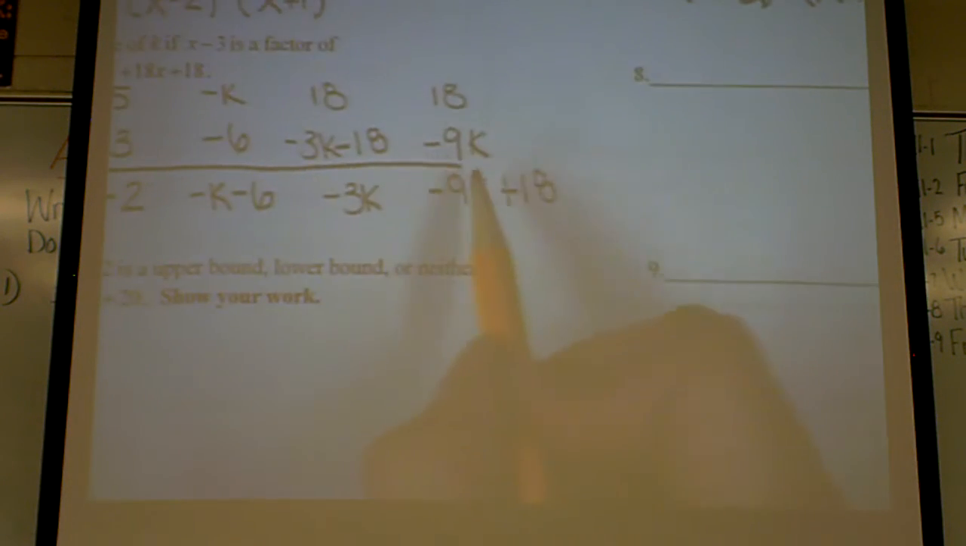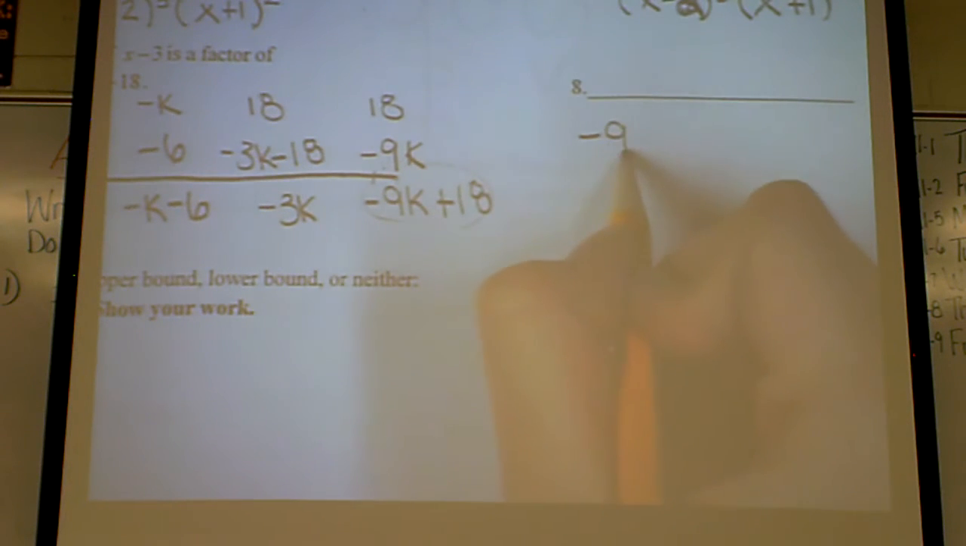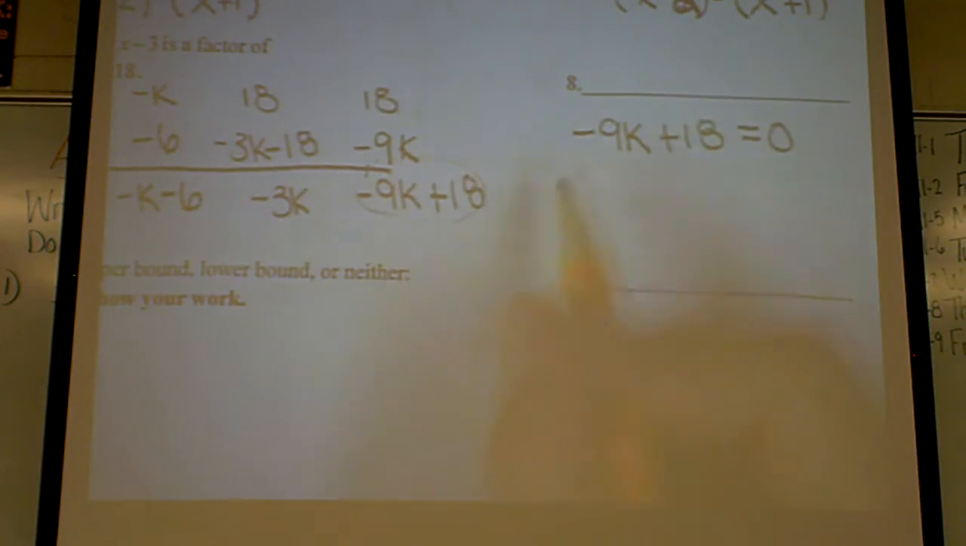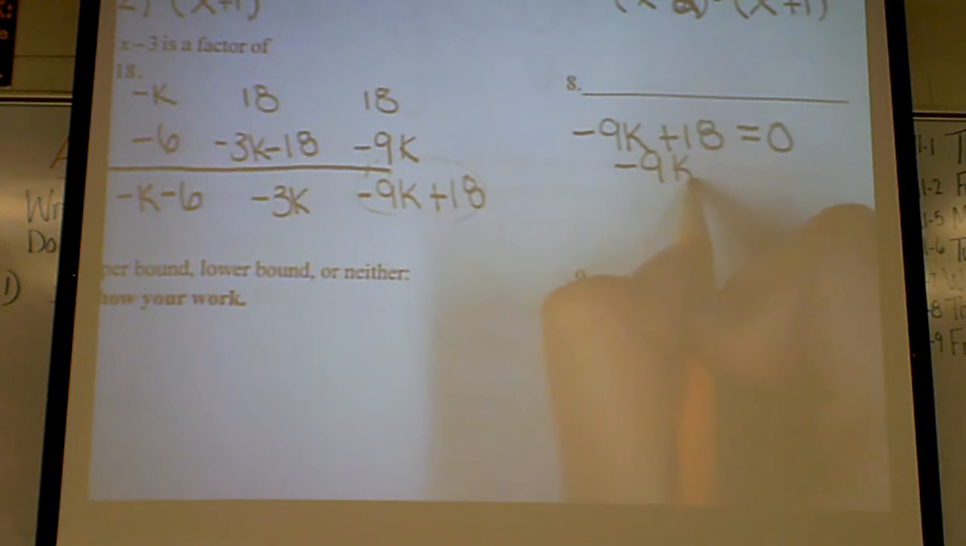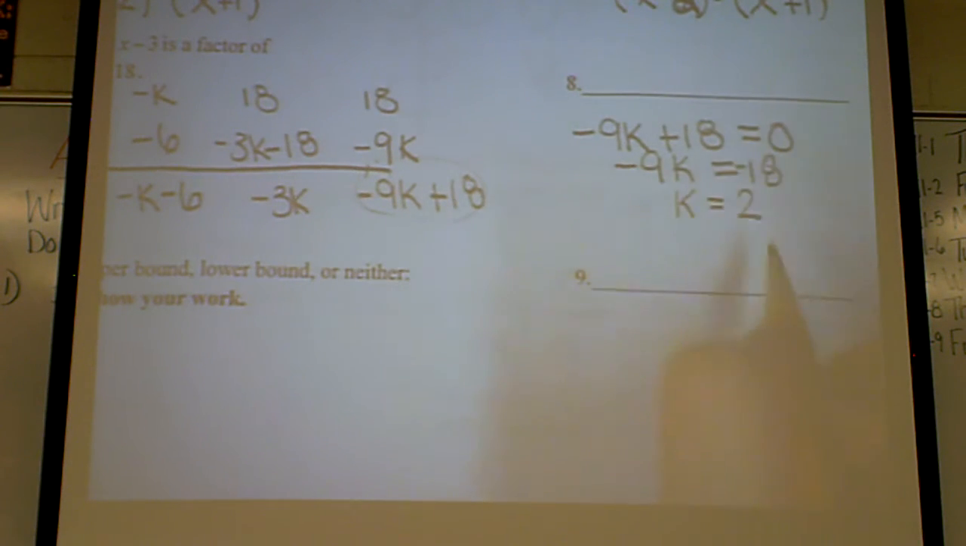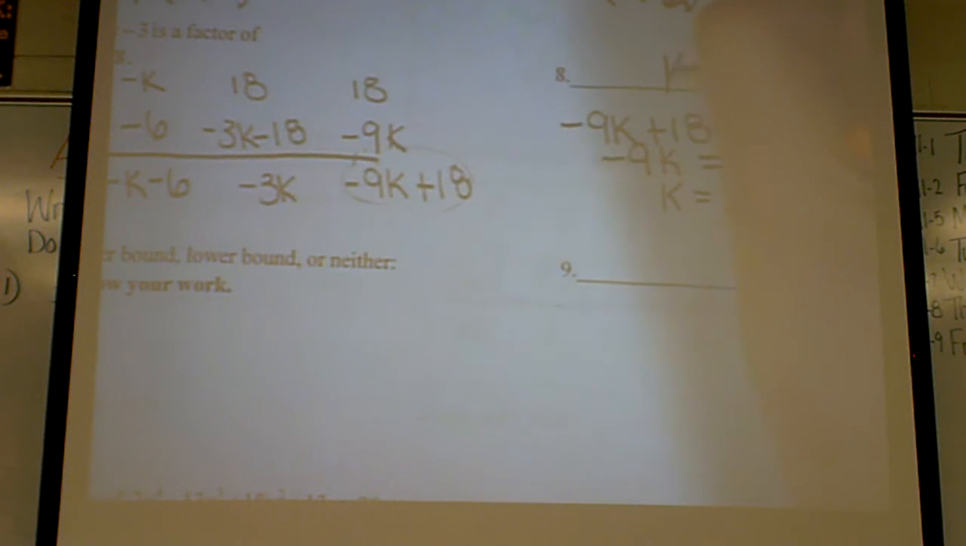Set this equal to 0. -9k plus 18 equals 0. Subtract 18 from each side. -9k equals -18. And k equals 2 when you divide each side by -9. Yeah. We were completely right.